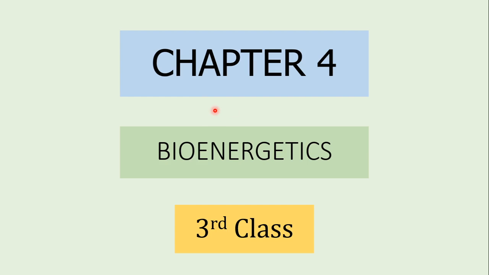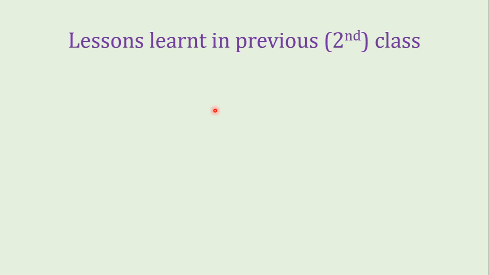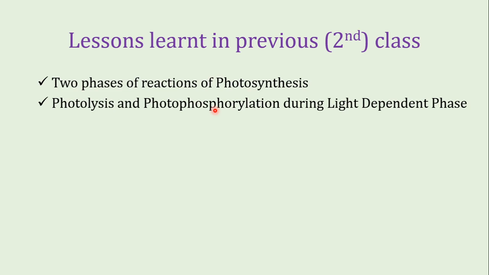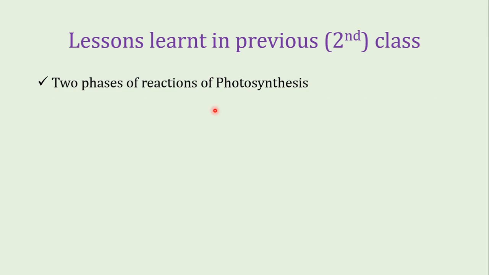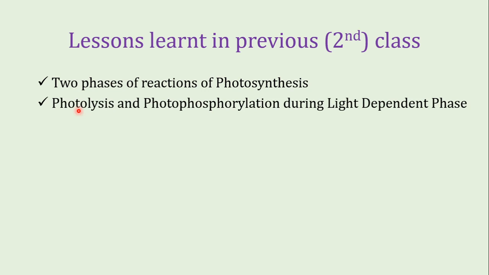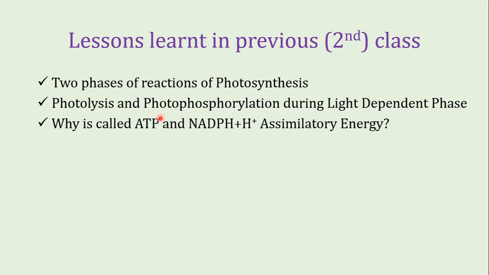Today is the third class on chapter 4, Bioenergetics. In the second class, we learned about the two phases of the photosynthesis reaction. The first phase was the light dependent phase and the second phase was the light independent phase. Photolysis and photophosphorylation are two important steps during the light dependent phase. Photolysis is the breakdown of water molecules and photophosphorylation is the production of ATP using sunlight. And why are ATP and NADPH called assimilatory energy? Because the energy of ATP and NADPH is used to assimilate carbon dioxide to produce glucose.